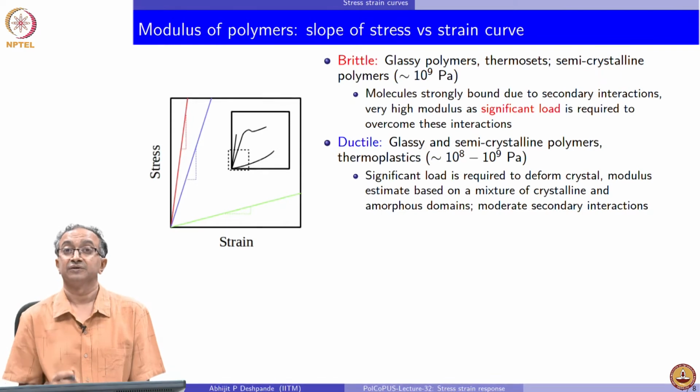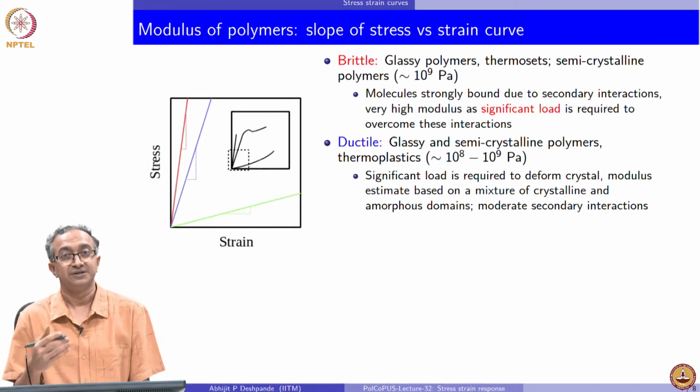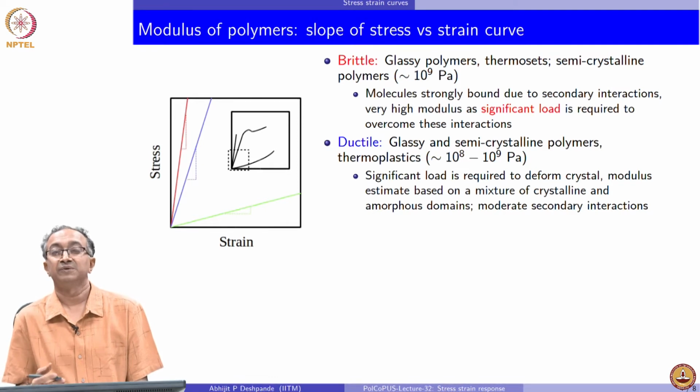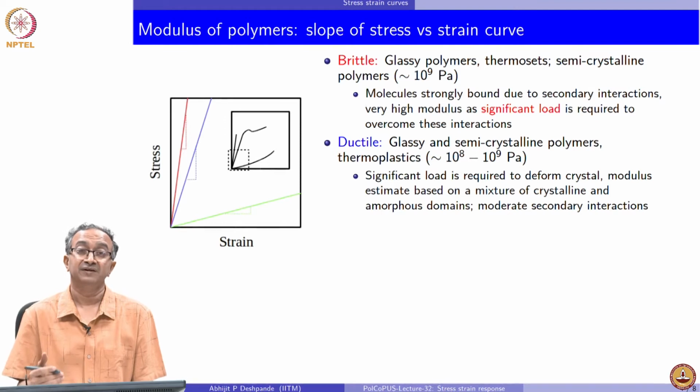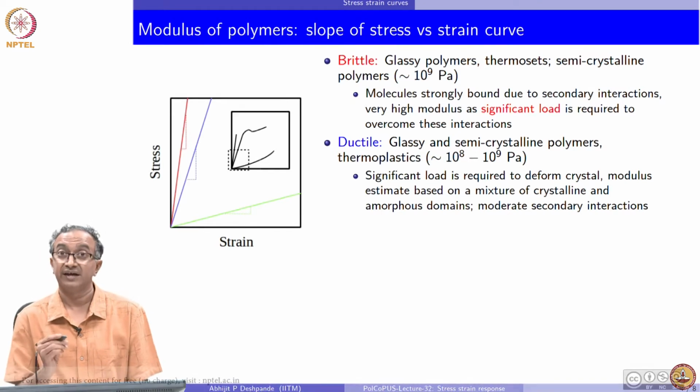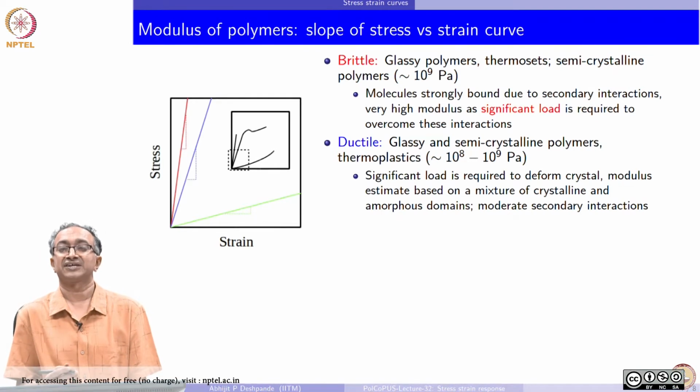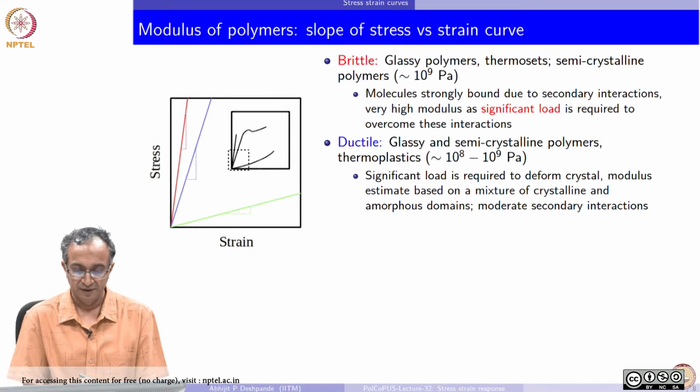Again, just reminding you that all of these are generic types. It is certainly possible that a ductile polymer can have a very high modulus and a brittle polymer may have slightly lower modulus. Again, all of it depends on secondary interactions, and these interactions we have discussed in the 20th lecture, where we looked at all different possible interactions which are present in macromolecules.